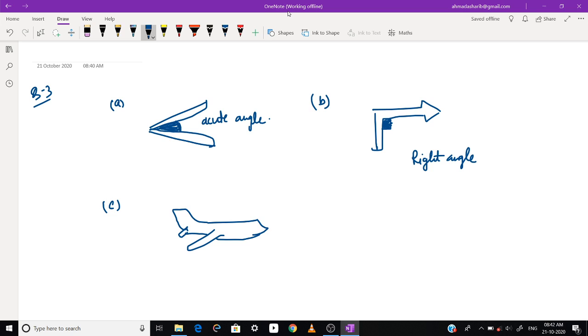So here we are talking about this angle, this one. This is more than 90 degrees. So this angle is more than 90 degrees, so this angle is an obtuse angle. Next.